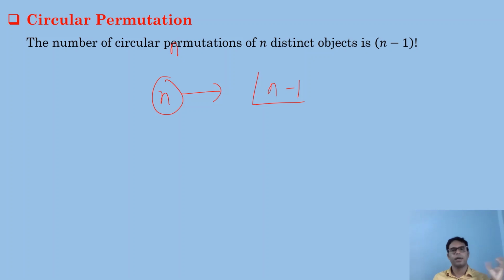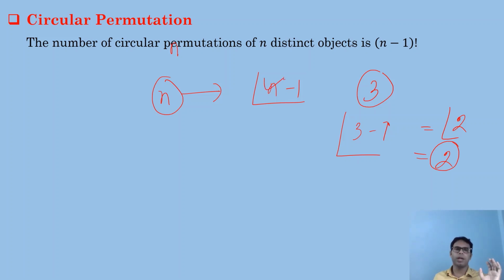That is, in the previous screen I have taken 3 objects. So the total number of permutations will be factorial of 3 minus 1, which is factorial of 2, and factorial 2 is simply 2, and that is why I obtained only 2 permutations. So this is the formula.